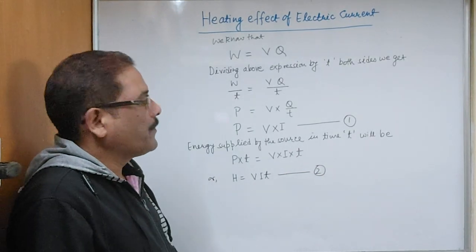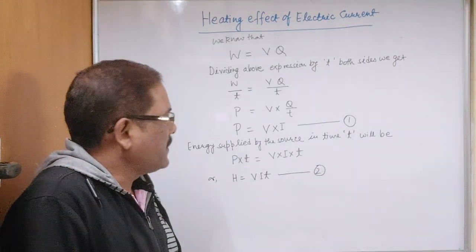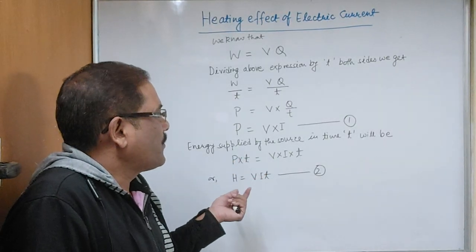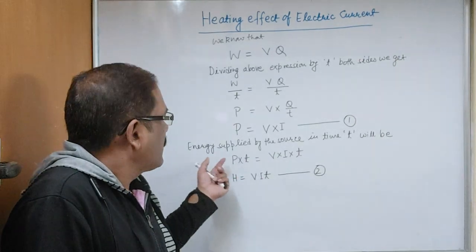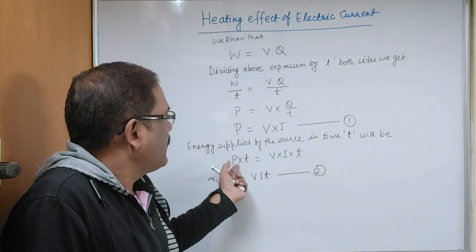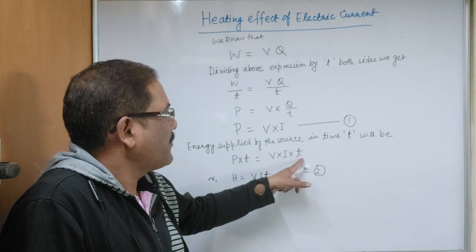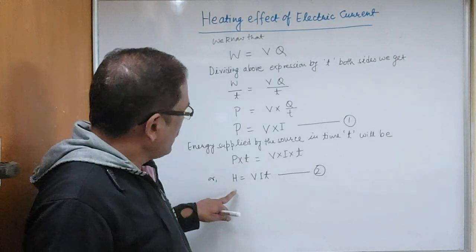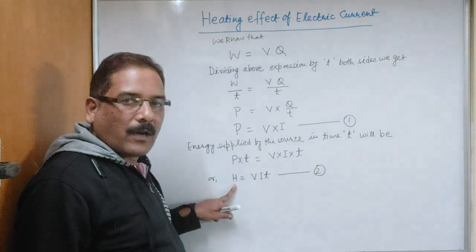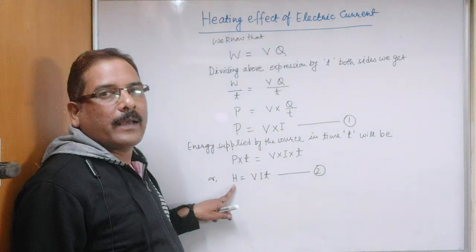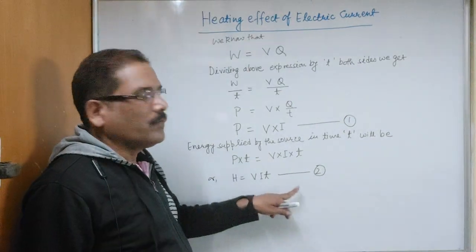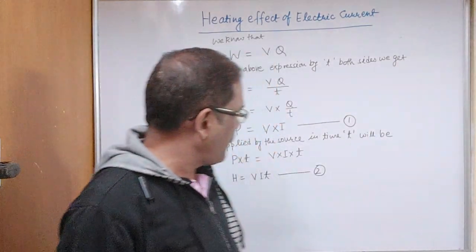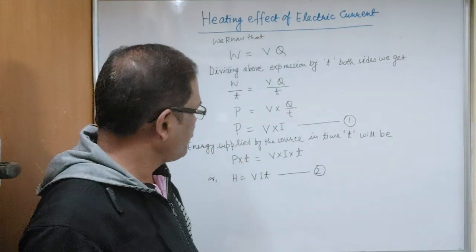Now for energy, power into time is energy. So if the current flows for time t, then energy will be P into T, and on the right side we also have to multiply it with T. Now this energy is in the form of heat. So we are not writing E here, we are writing H. So H is equal to VIT. Very important equation. Now we will apply Ohm's law.